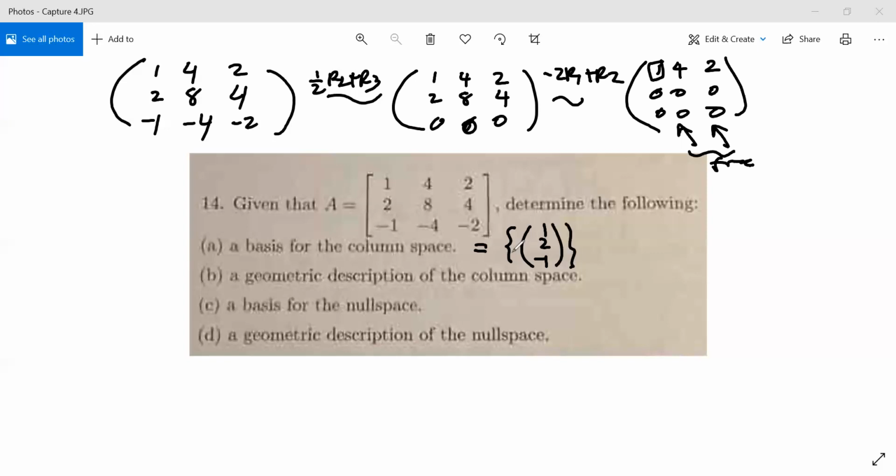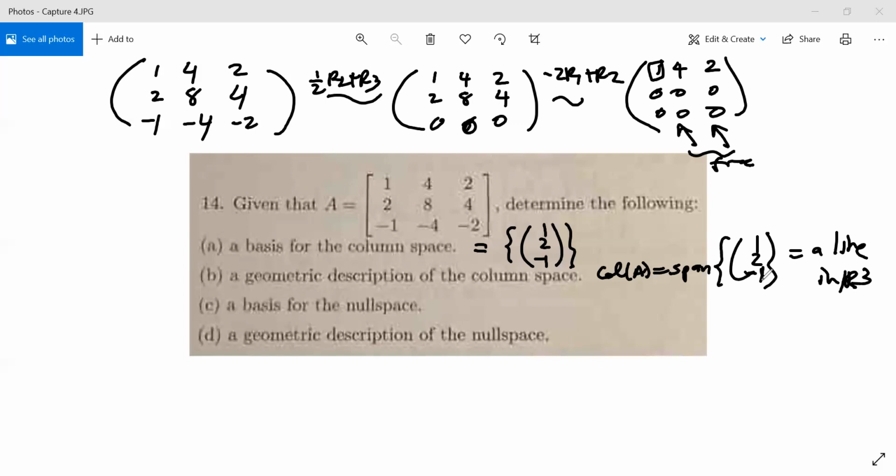So basically column space is the span of this. And then geometric description of a column space, because you only have one, this will just be a line, right? So because the column space is the span of this vector, which is a line. So this is a line in R3, a line passing through origin in R3. Okay, a basis for null space.